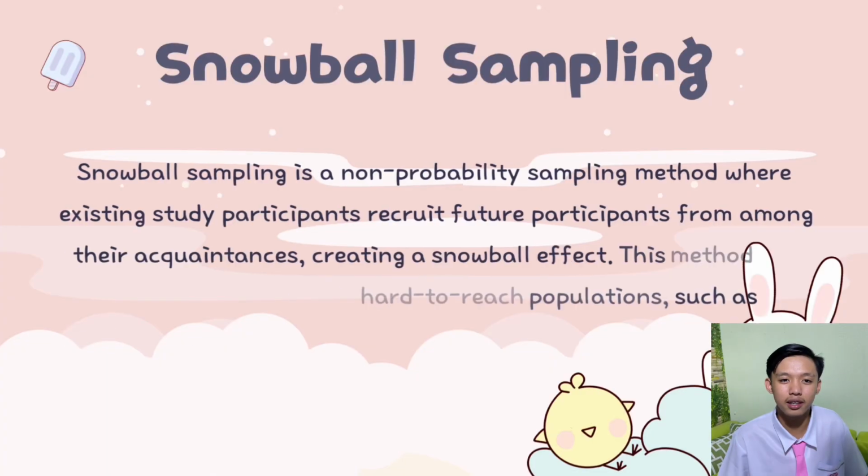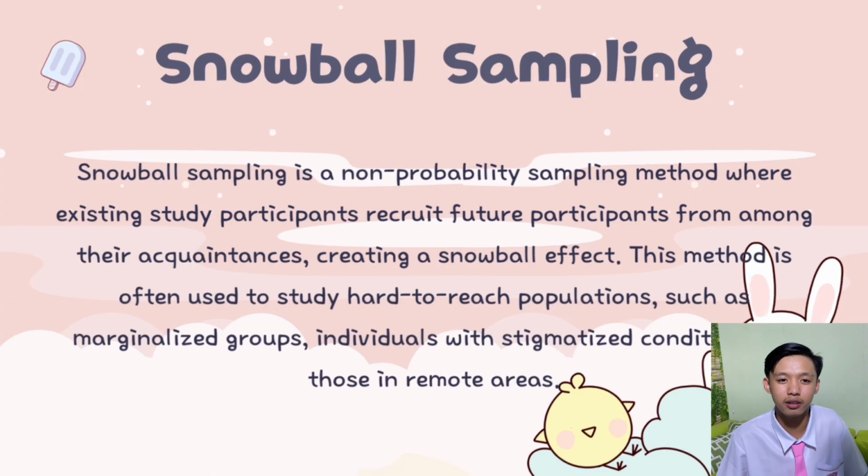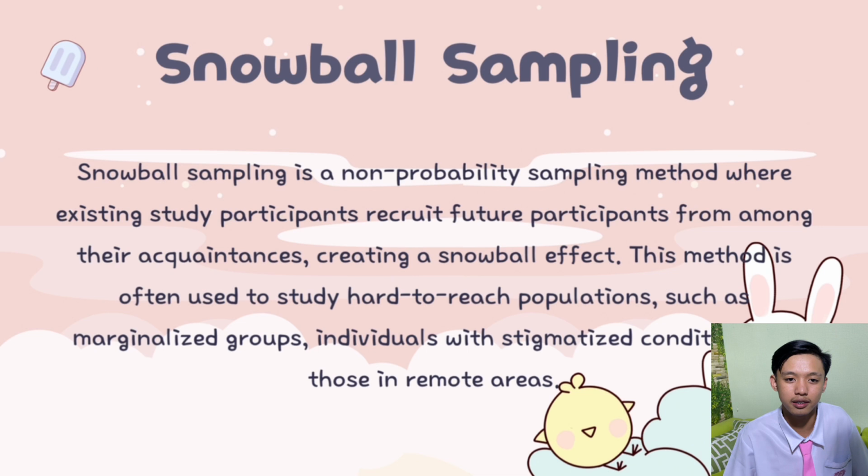Let's proceed to snowball sampling. Snowball sampling is a non-probability sampling method where existing study participants recruit future participants from among their acquaintances. This method is often used to study hard-to-reach populations such as individuals with stigmatized conditions or those in remote areas.